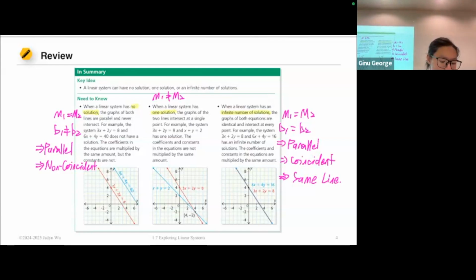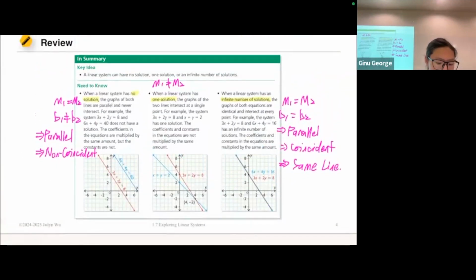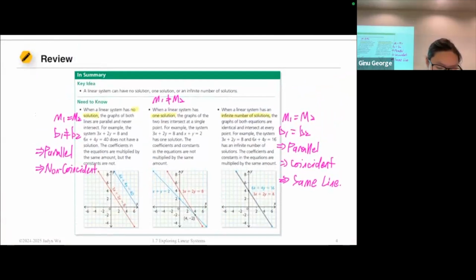Any questions about the linear systems here? If there are no questions, we have finished the first chapter and we'll jump into the second chapter. But before that, as we have reached an hour, maybe we can have a 5 to 10 minute break.